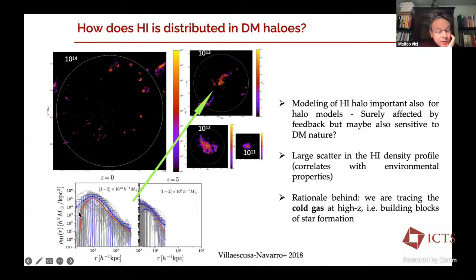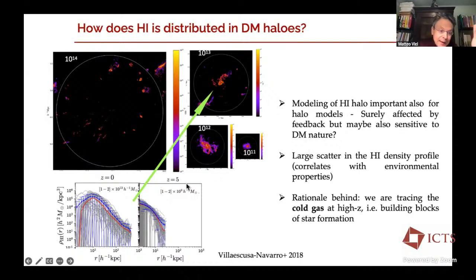So it's quite intriguing that if you want to capture all this scatter, maybe you should marginalize over these quantities, right? These are not small scales, but nevertheless there are some halo-inspired models which are sensitive to even how you distribute the H1 inside the halos, right? So the model of H1 in halos is important, also in the context of halo models, which are analytical to some extent. The large scatter in the H1 density profile is also informative, but the rationale behind it is that by looking at these quantities, in principle, we could be sensitive, of course, to dark matter nature and fancy things like that.